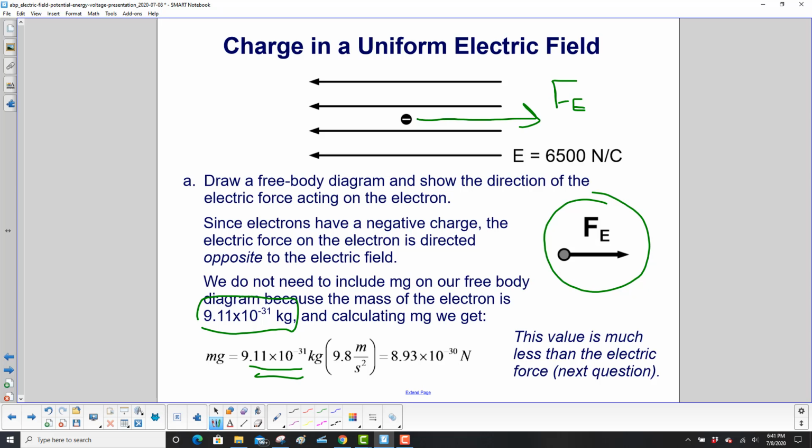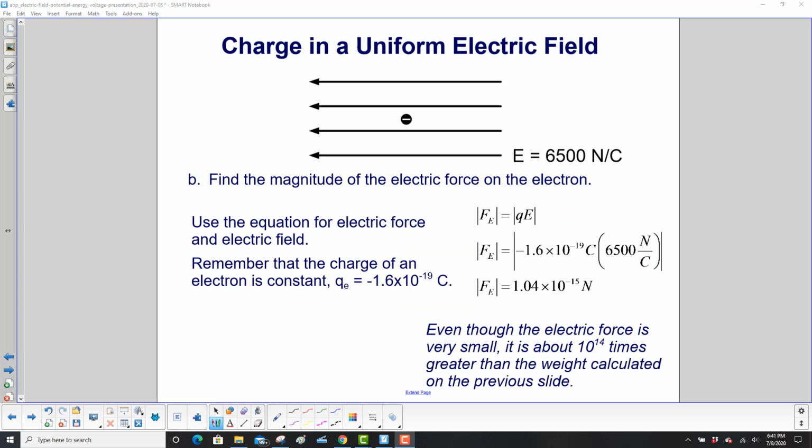And if we calculate its weight, or mg, we multiply that number by g, and we get 8.93 times 10 to the minus 30 newtons. That value is much, much less than the electric force, which we're going to solve for next just to prove it to you. Also because we were asked to.